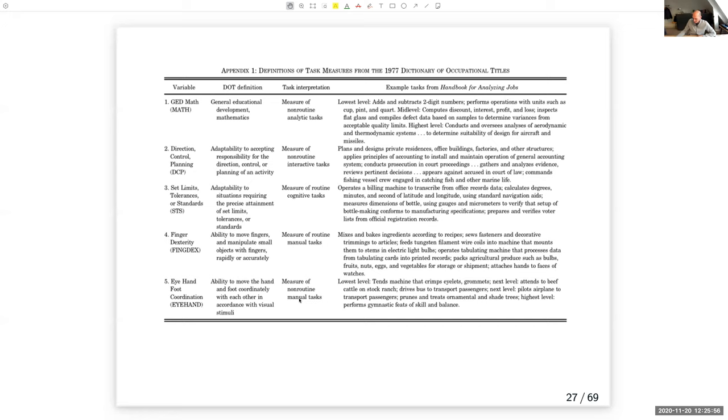And here you have examples, if you wish, of specific tasks, of those 44 tasks I mentioned, specific examples of what goes into these indices.